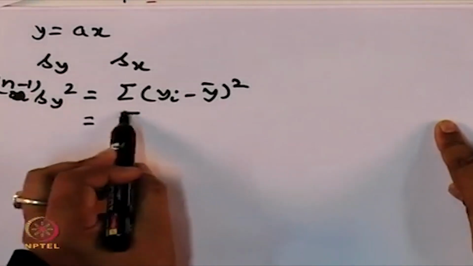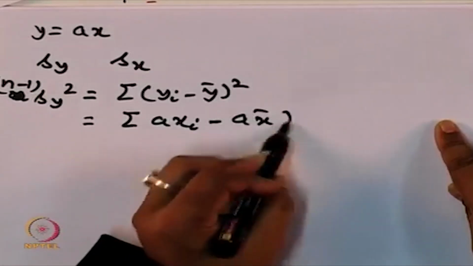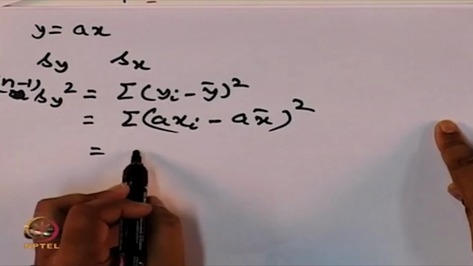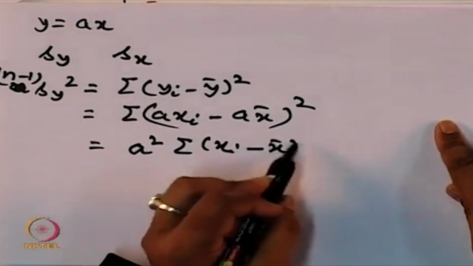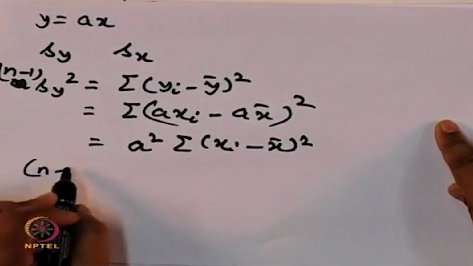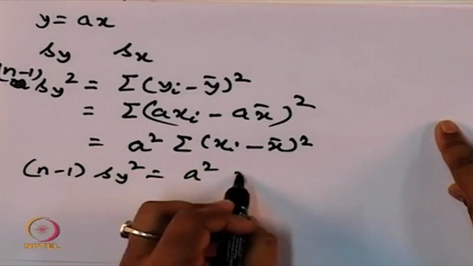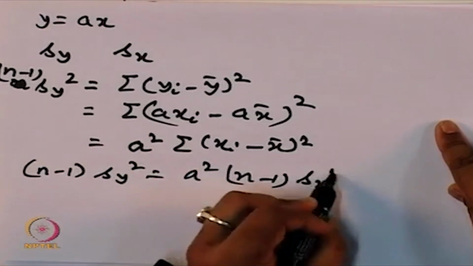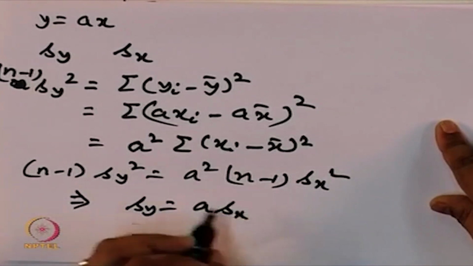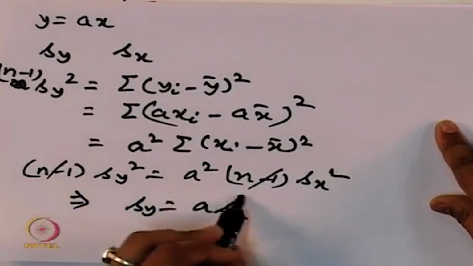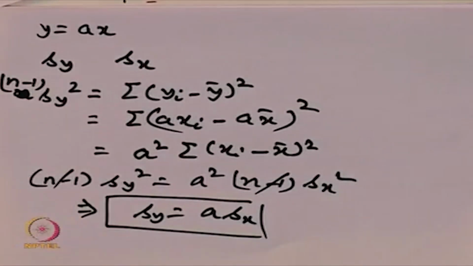Now yi is a xi and y bar is a x bar, so this is a into xi minus x bar whole square. a can be taken common: a square into summation xi minus x bar whole square. So n minus 1 into sy square is equal to a square into n minus 1 into sx square. This gives sy is equal to a into sx. I can cancel these terms out, and this is the final formula which remains. So sy is nothing but a into sx.